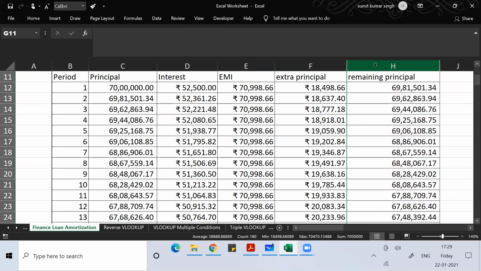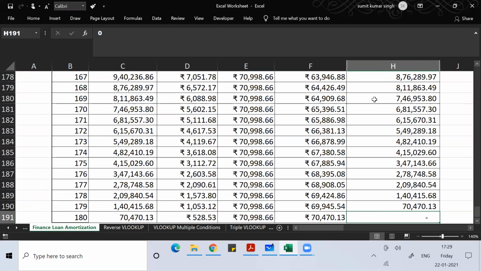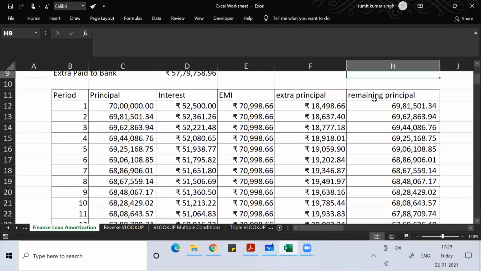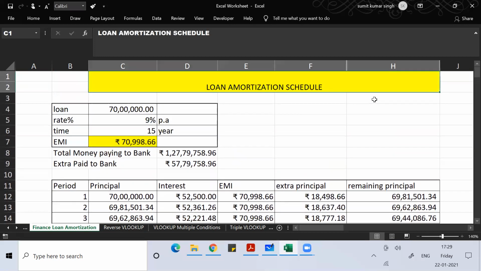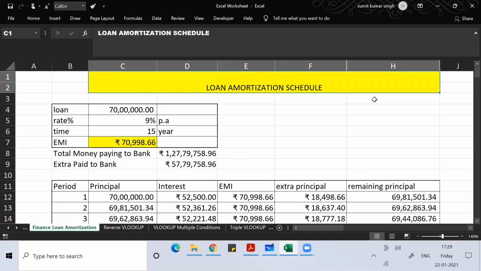I can hide this, it is not required. Control 0. So this you can see, this is what we call a loan amortization schedule. I hope you understood this, guys.